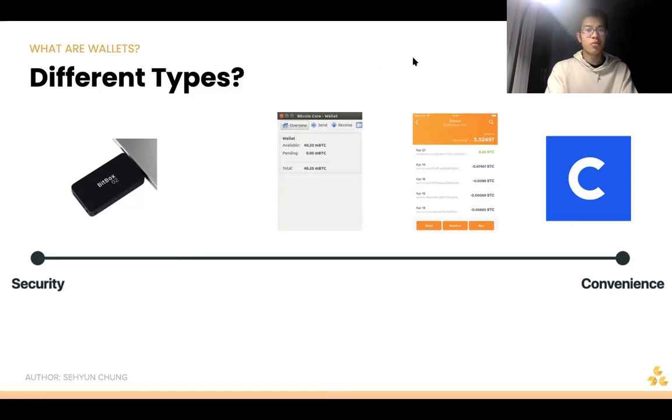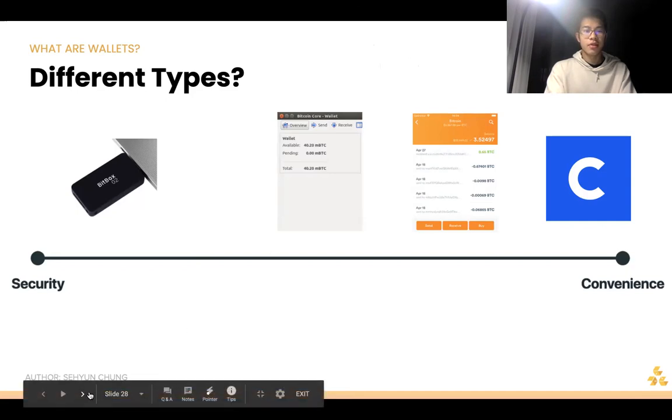Creating an ultra brain wallet, skipping the mnemonic step. If you have a big brain, I know some people can memorize their entire private key. If you could do that, then good for you.